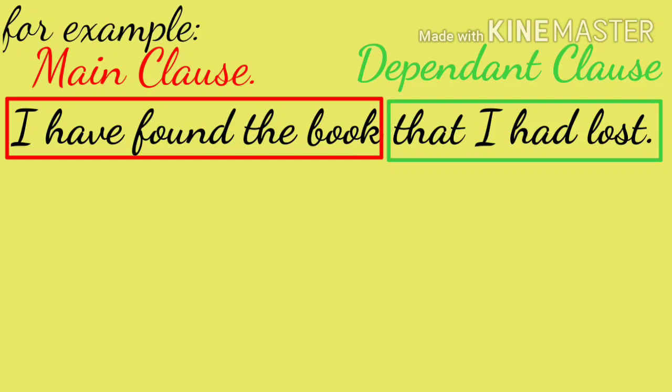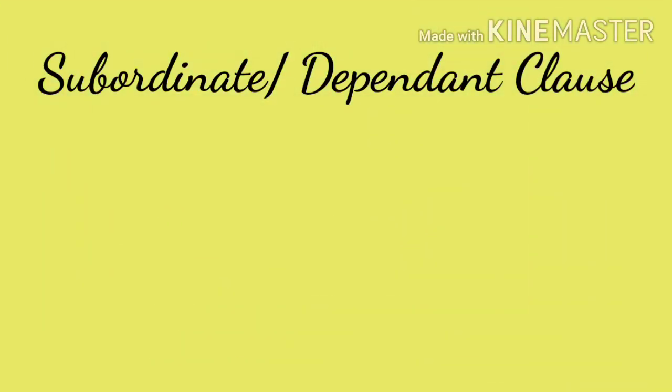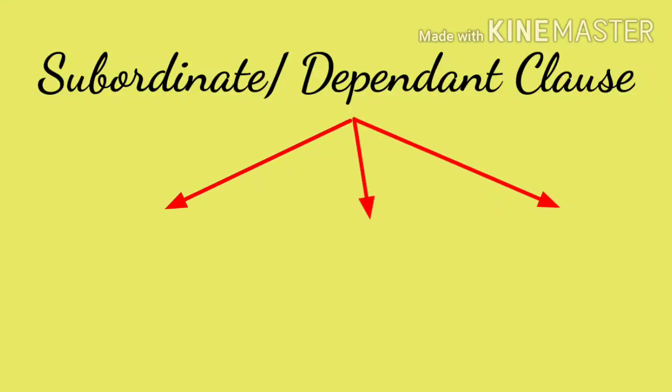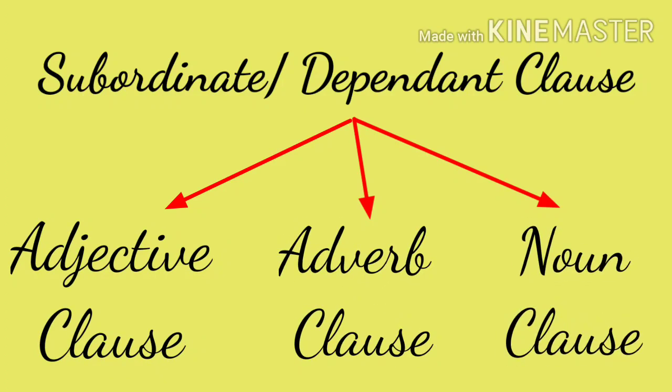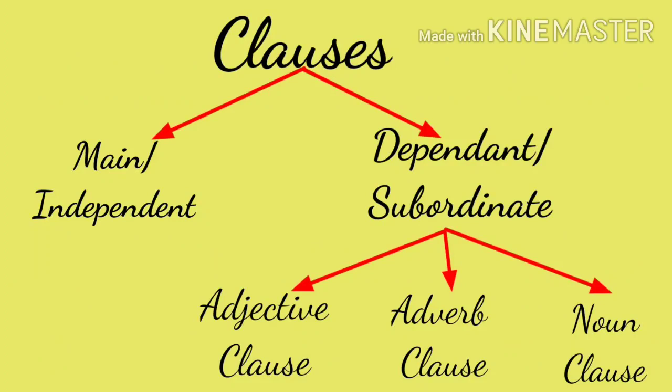So we must remember that a subordinate clause or the dependent clause are of three types. They are the adjective clause, the adverb clause, and noun clause. So altogether we can say that there are four types of clauses. Okay, one is the main or your independent clause, and the second is your adjective clause. The third is your adverb clause and the fourth is your noun clause.